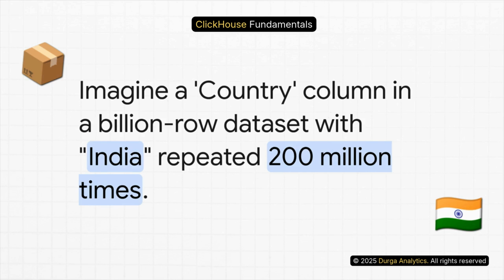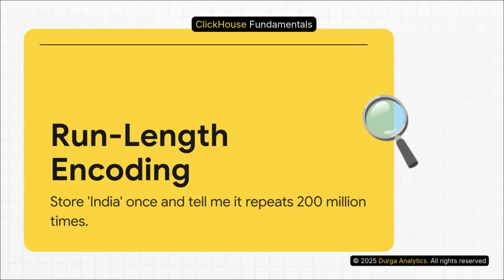Let's say you have a country column in a giant table, and in that column, the word India appears, say, 200 million times. Now, in our row-based database, those 200 million Indias would be scattered all over the place, mixed in with other data. But in our columnar world, they're all sitting right next to each other, one after the other, in the country file.